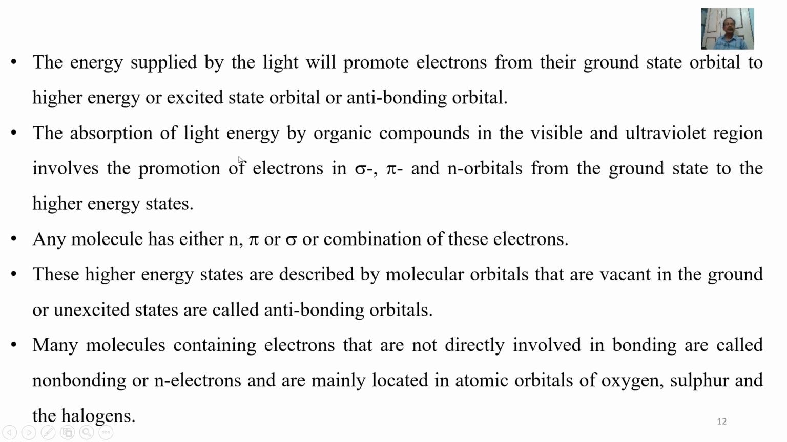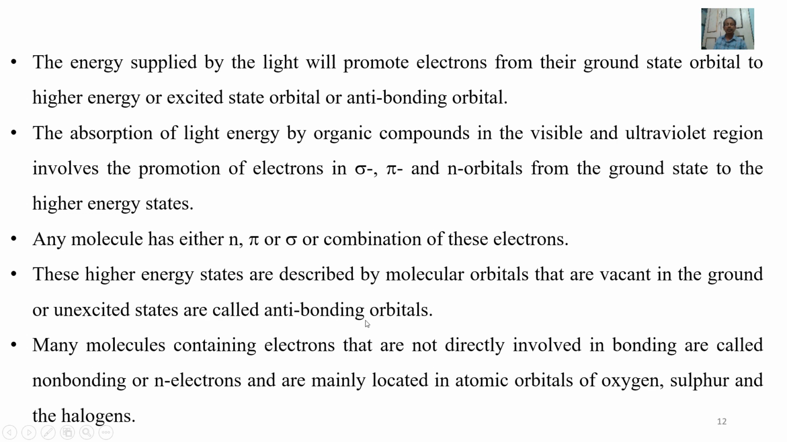The absorption of light energy by organic compounds in the visible and ultraviolet region involves the promotion of electrons in sigma, pi, and n orbitals from the ground state to the higher energy states. Any molecule has either n, pi, or sigma or a combination of these electrons. These higher energy states are described by molecular orbitals that are vacant in the ground, or unexcited state.